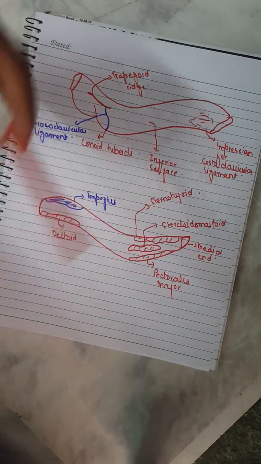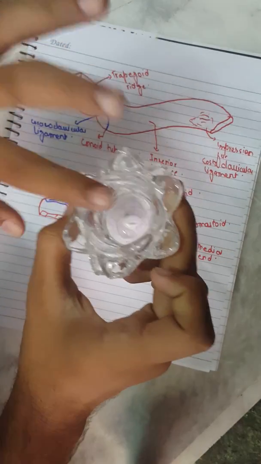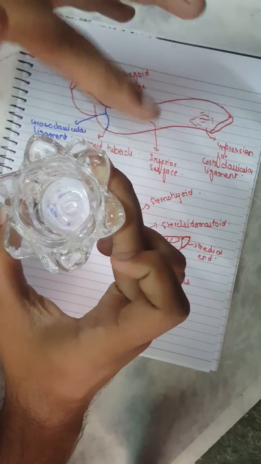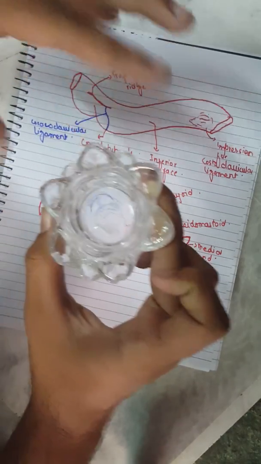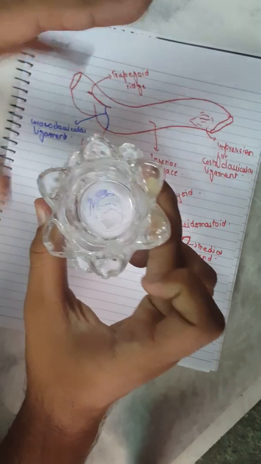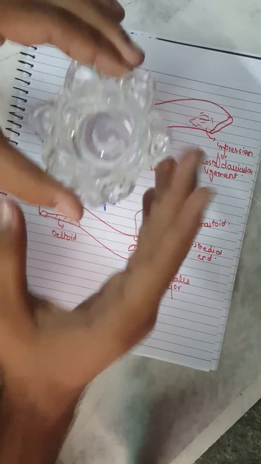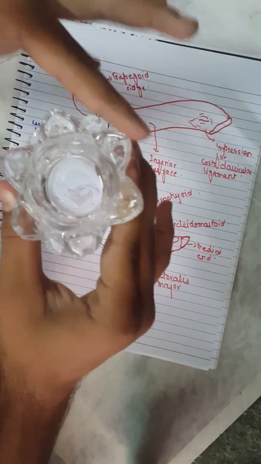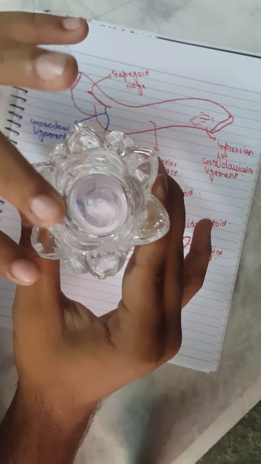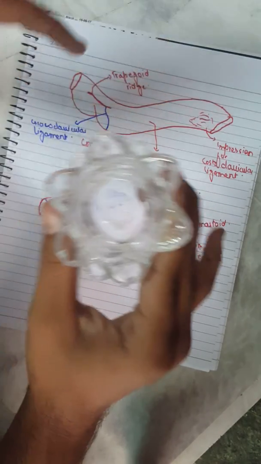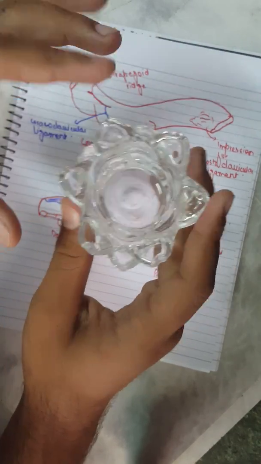Now, suppose this one is a clavicle. Just think that this is the superior surface, this is the posterior surface, this is the anterior surface, this is the lateral end, and this is the medial end.